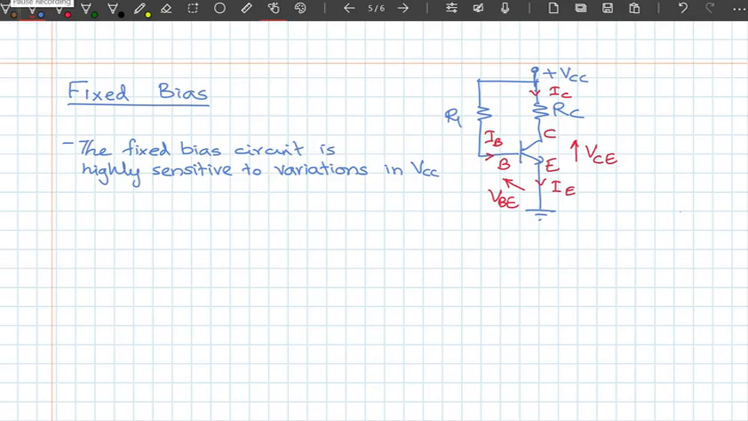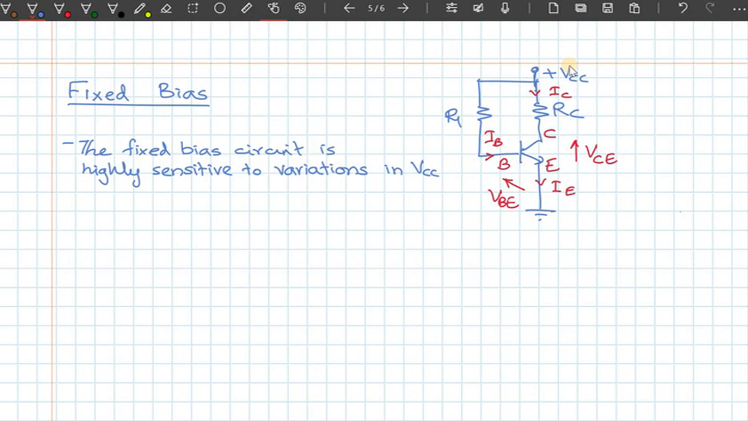Okay, so what we have talked about is the fixed bias, where I have drawn this circuit again here. So we have the circuit here, and this is called the fixed bias circuit. One of the features about this circuit is that it is highly sensitive to variations in the battery voltage VCC. So we want to look at other biasing schemes as well. There are many other biasing schemes.